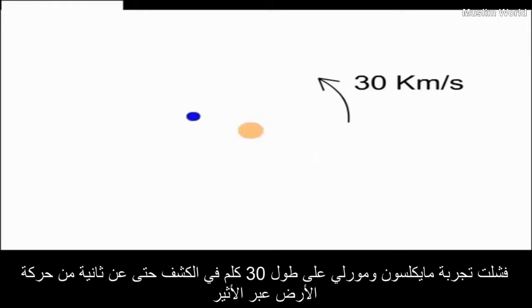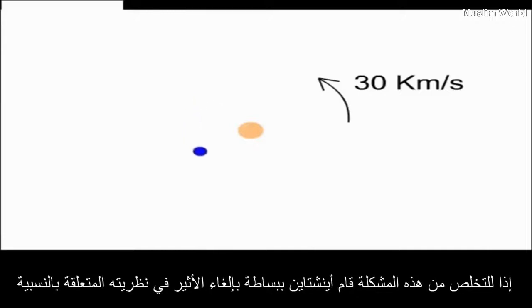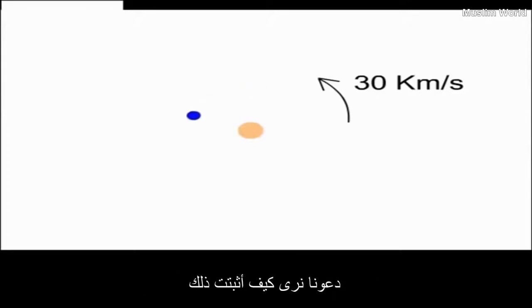The Michelson-Morley experiment failed to detect the 30 kilometers per second motion of the Earth through the ether. So as to overcome this problem, Einstein simply abolished the ether in his relativity theory. The very significant result of the Sagnac experiment was that it proved that the ether existed. Let us see how it did this.